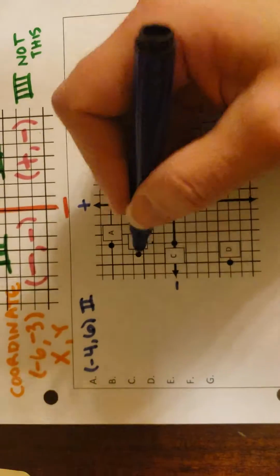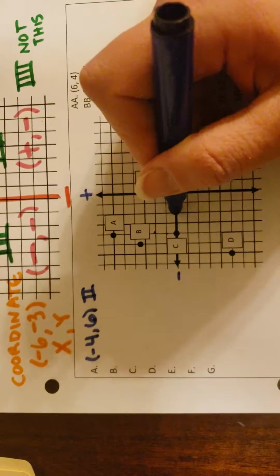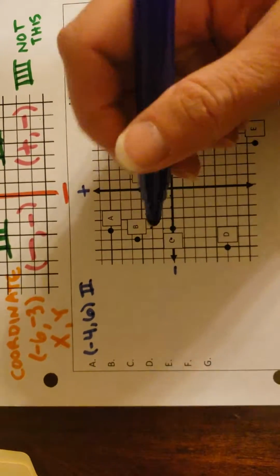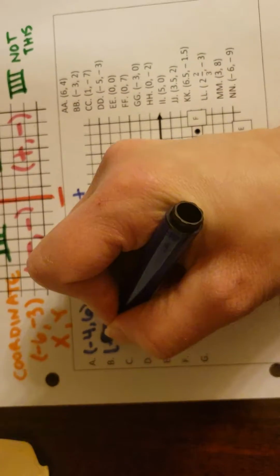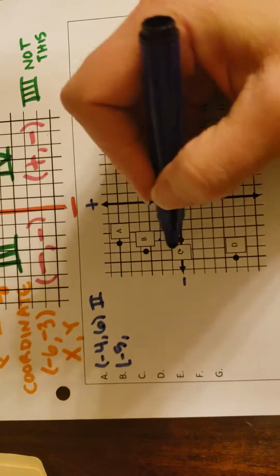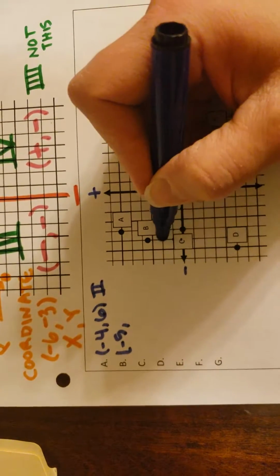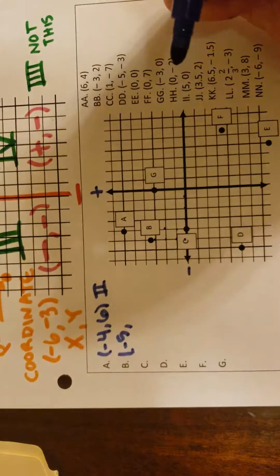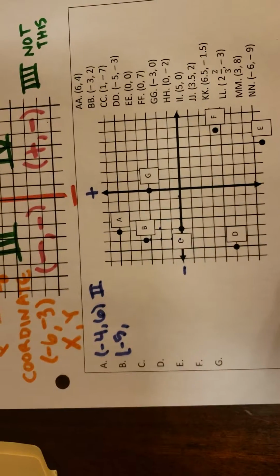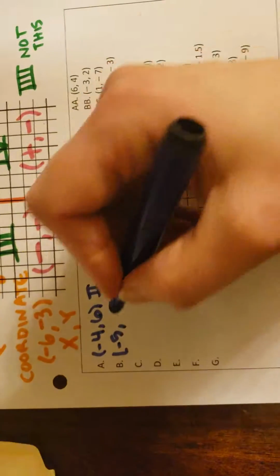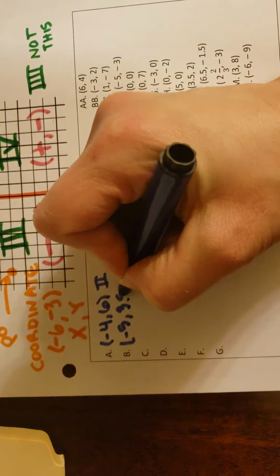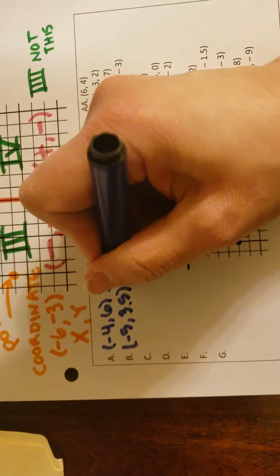Now B. 1, 2, 3, 4, 5. Again in the negative. And then, ooh, this is tough because the C is there. 1, 2, 3. Well, what do we do there? Well, that point appears to be halfway between 3 and 4. So we can say 3.5 or 3 1/2. Each one works the same.